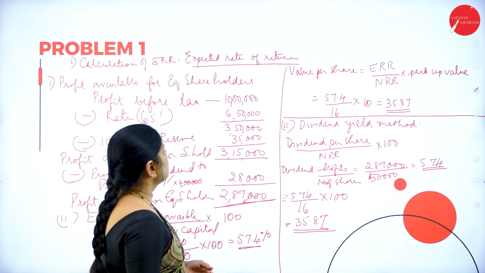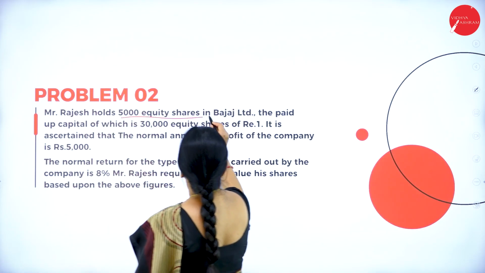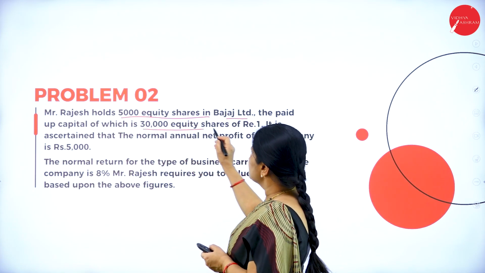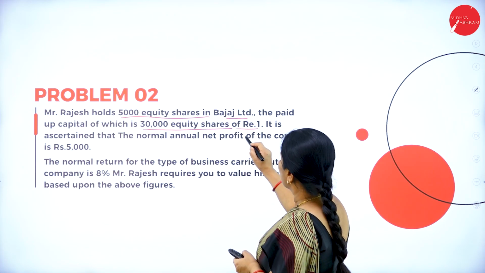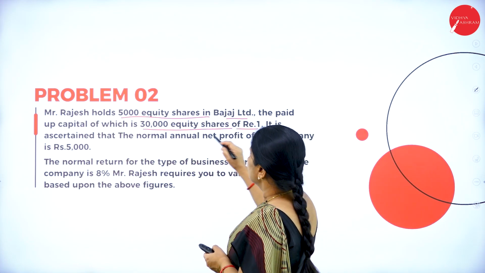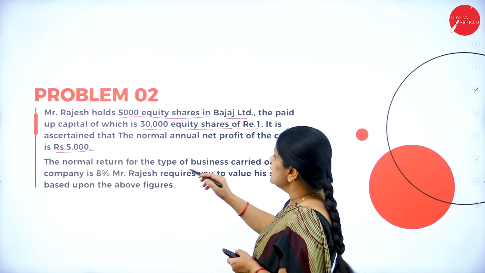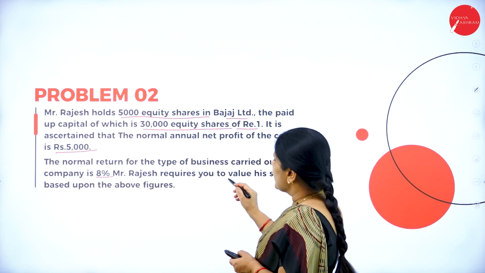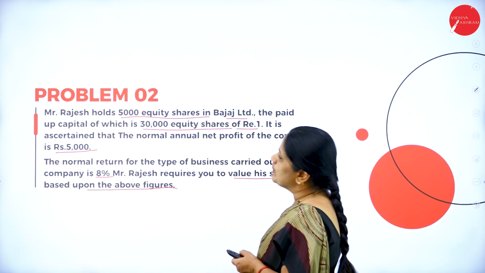So as per the dividend yield method, we get the value of share as 35.87. Now the next problem. Mr. Rajesh holds 5,000 equity shares in Bajaj Limited, the paid up value of which is 30,000 equity shares of ₹1 each. It is ascertained that the normal annual net profit of the company is 5,000. The normal rate of return is 8%. Mr. Rajesh requires you to value his share based upon the above figures.